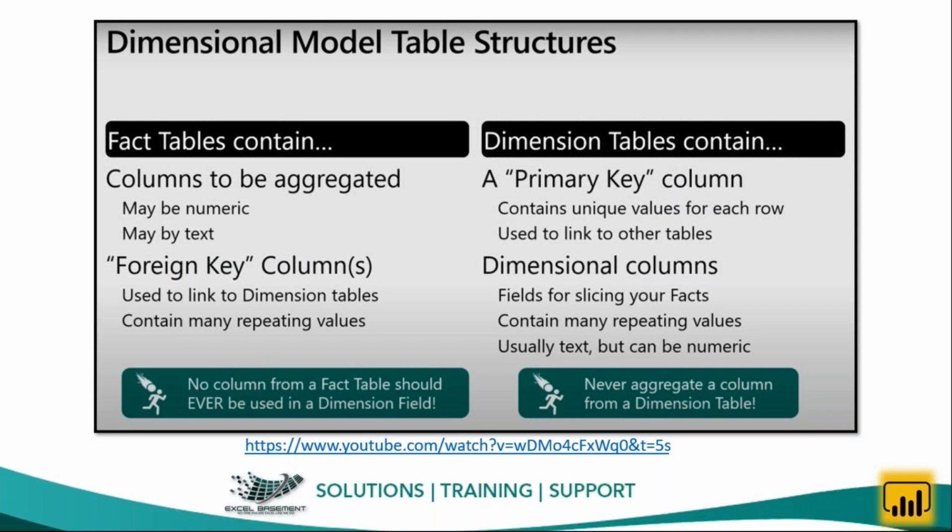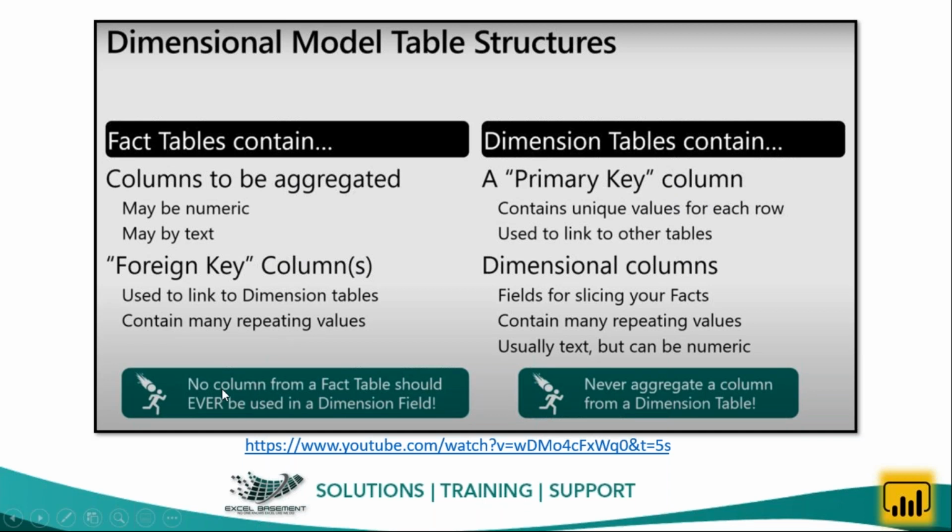Next, among the differences between what the fact table and the dimension table contain: the fact table's columns are aggregated, and they can be numeric or text. And there is a foreign key in the fact table. As I told you earlier in this webinar, it contains repeating values, so it works as a foreign key. In the dimension table, we need to find a primary key, which contains values unique to each row. And dimensional columns are fields we use for slicing of facts, and usually they can be text or numeric. Okay.